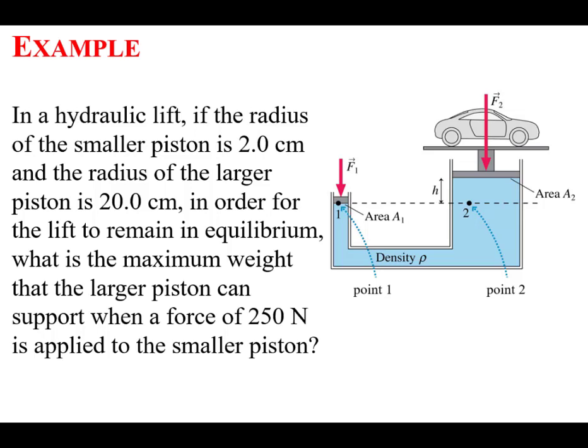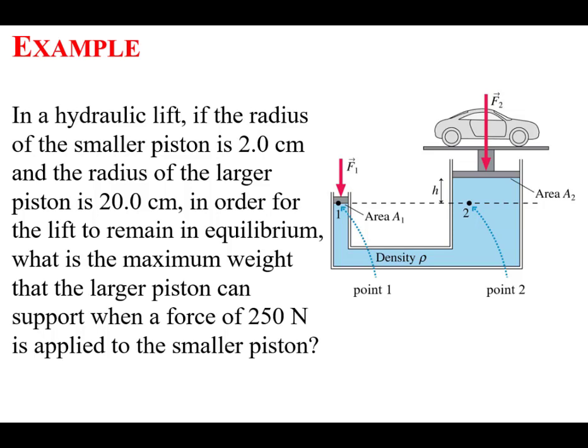In a hydraulic lift, if the radius of the smaller piston is 2 centimeters and the radius of the larger piston is 20 centimeters, in order for the lift to remain in equilibrium, what is the maximum weight that the larger piston can support when a force of 250 newtons is applied to the smaller piston?